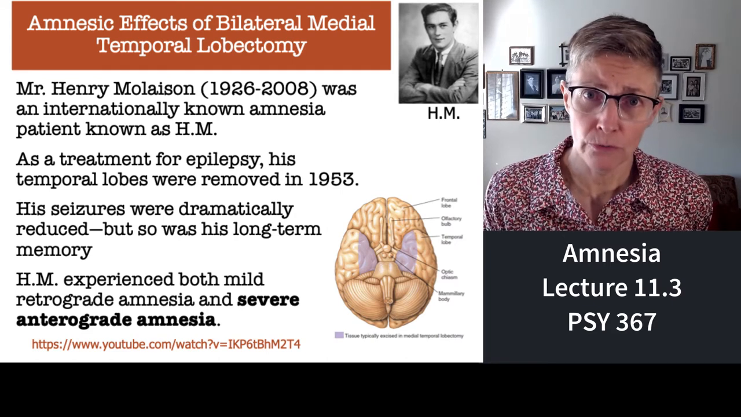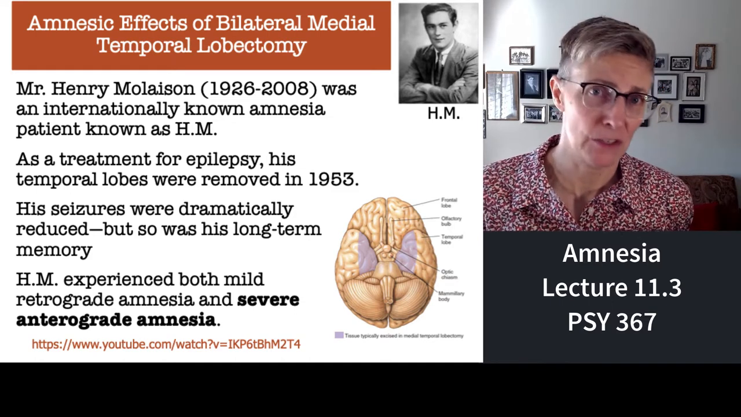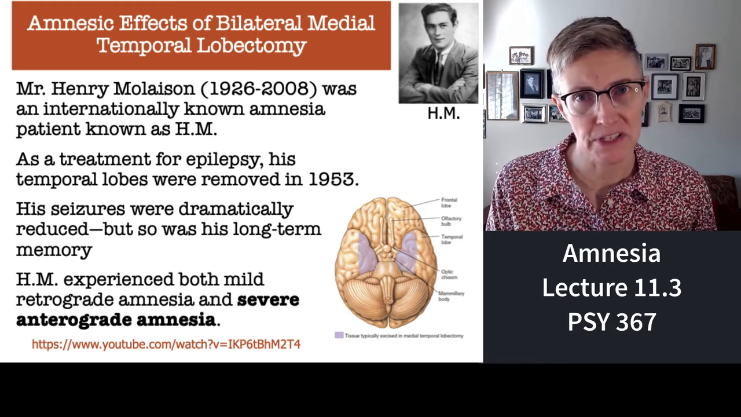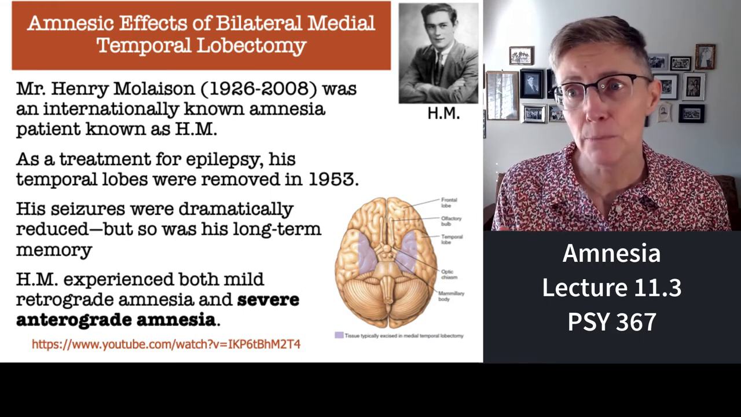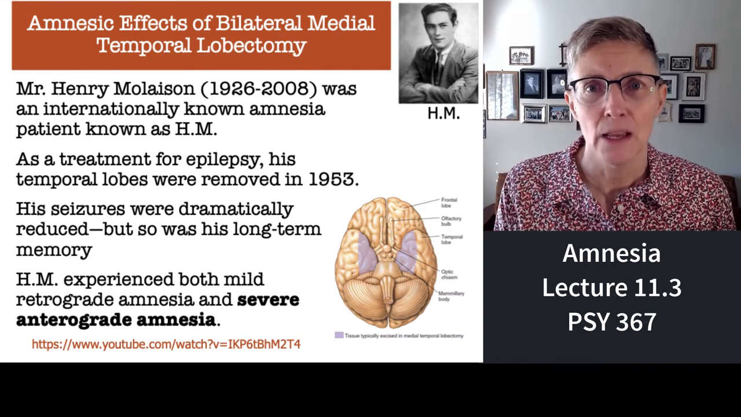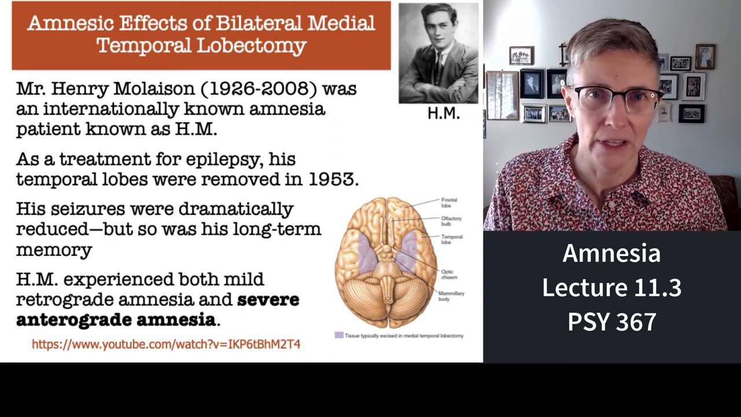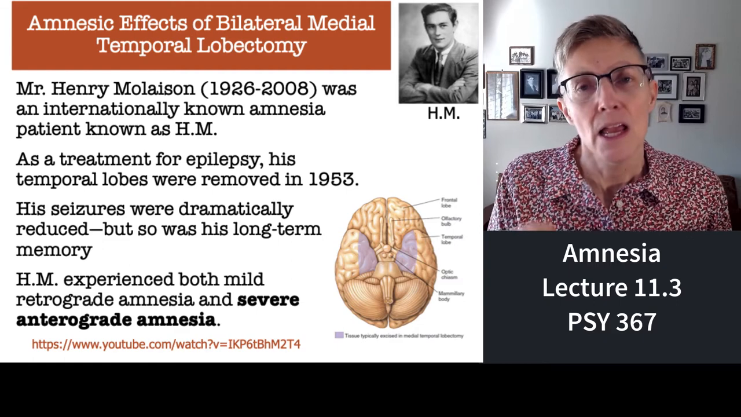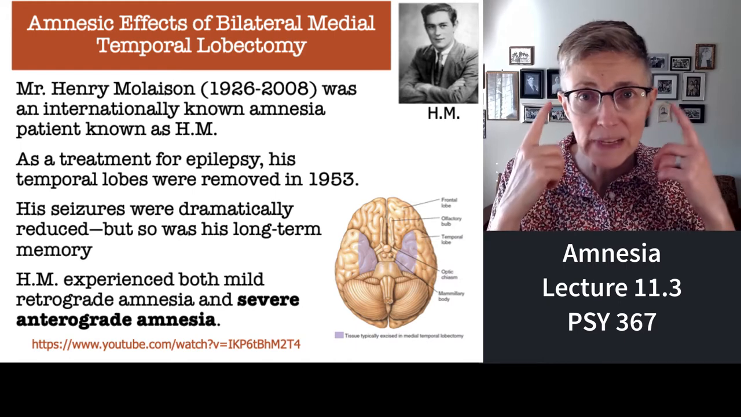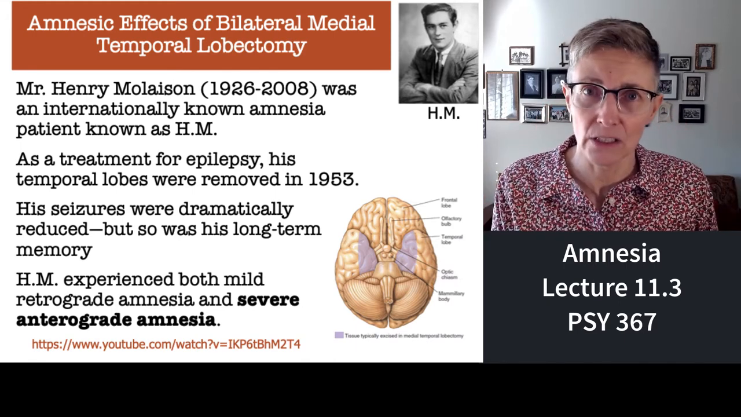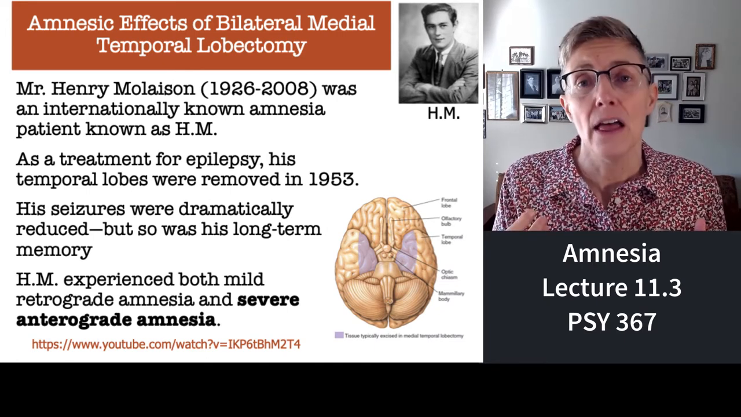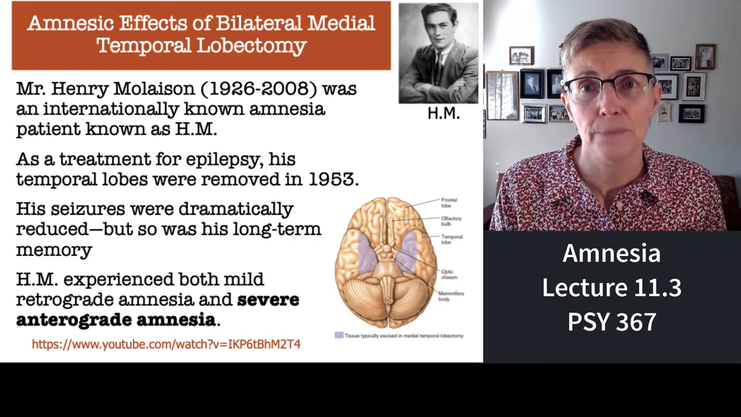So he was known for decades as Patient H.M. And as my students know, when someone's still alive, you refer to them by their initials to protect their anonymity. But H.M. died in 2008, and then we discovered his name was Henry Molaison. But many of us are so used to calling him Patient H.M. that I'll probably refer to him that way. Patient H.M. had his hippocampus and other neural tissue from each temporal lobe removed by a doctor who was attempting to control his epilepsy. And the good news is that the surgery significantly reduced his epileptic seizures.